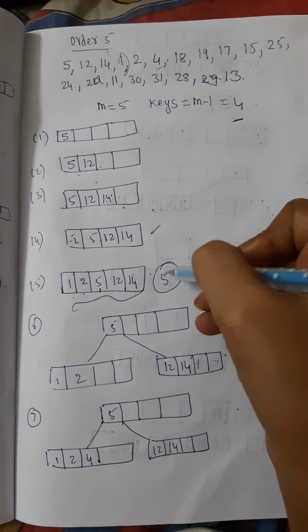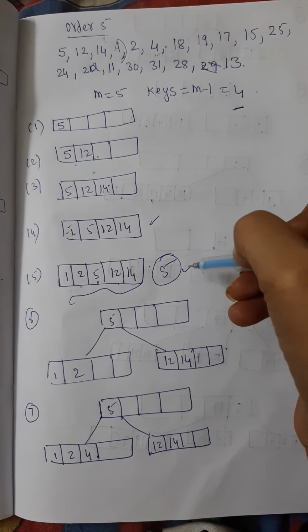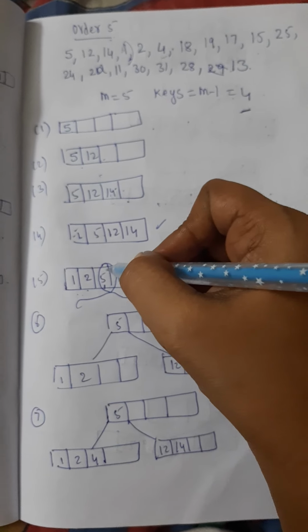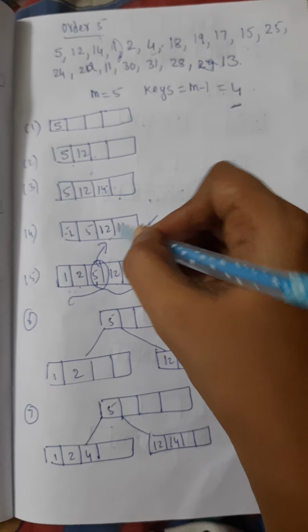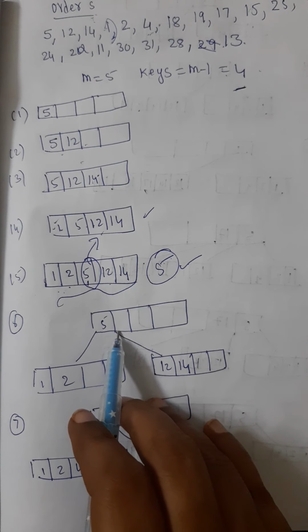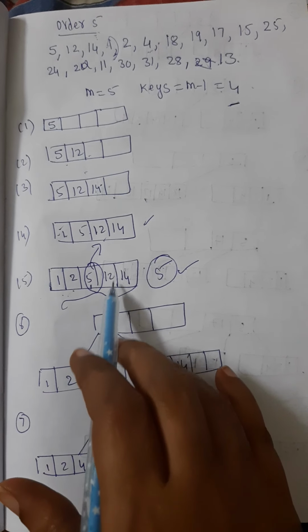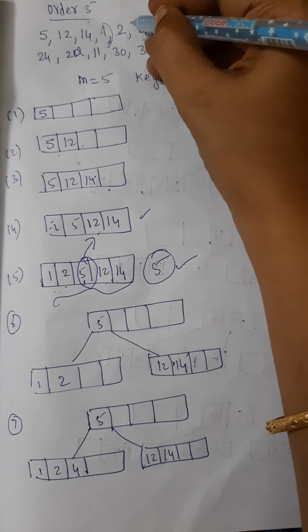We have to find out the middle element. It is odd. Then finding the middle element is easy. Now which is the middle element? 5 is the middle element. So after finding the middle element, this 5 moves one step up. 5's left children are 1 and 2. 5's right children are 12 and 14. So 2 we have completed.